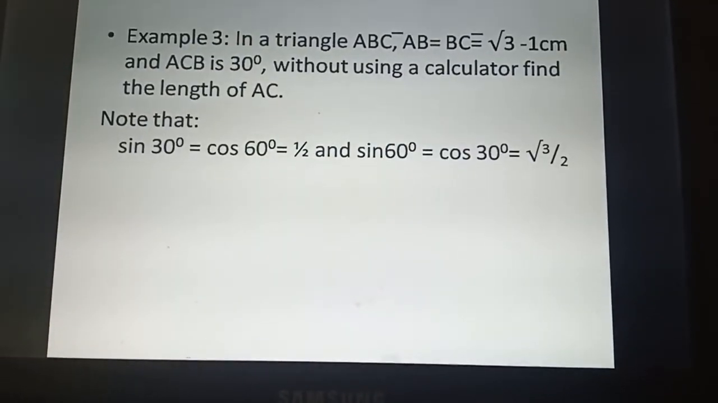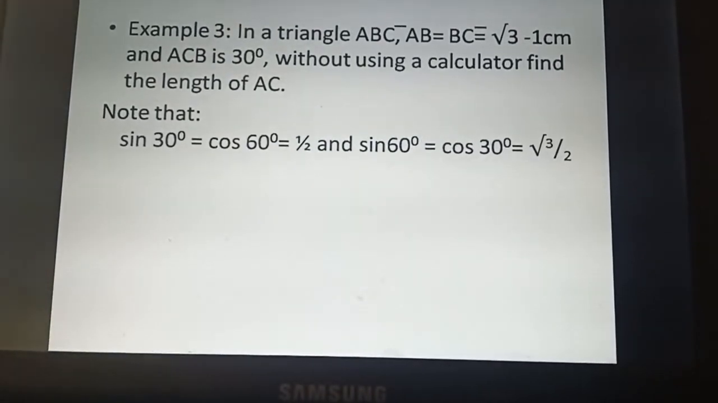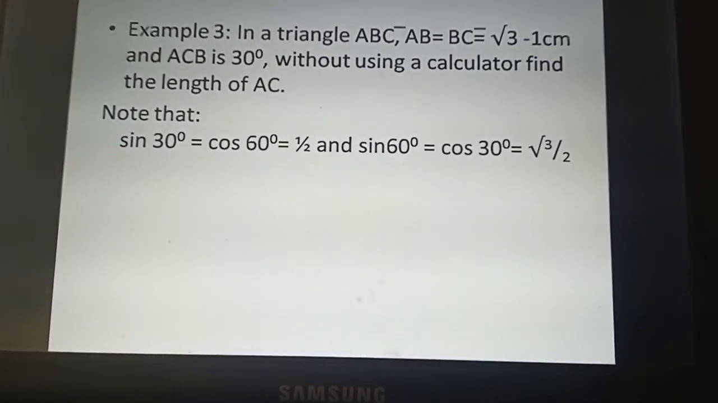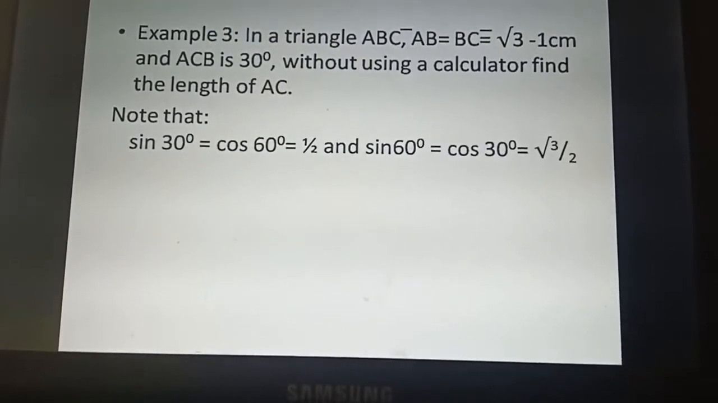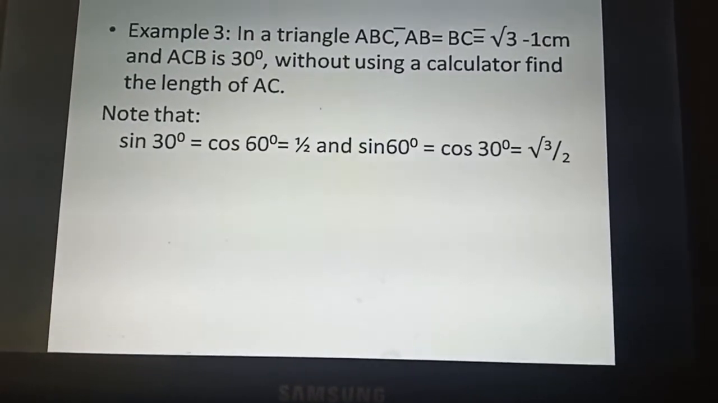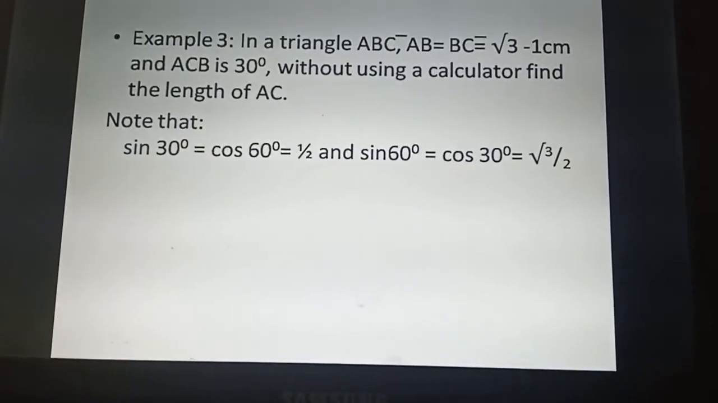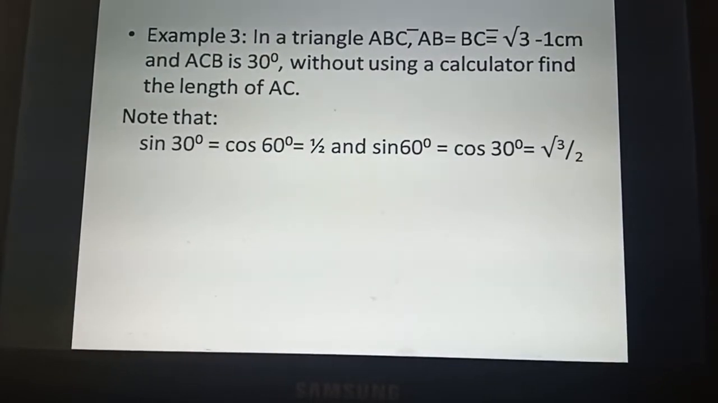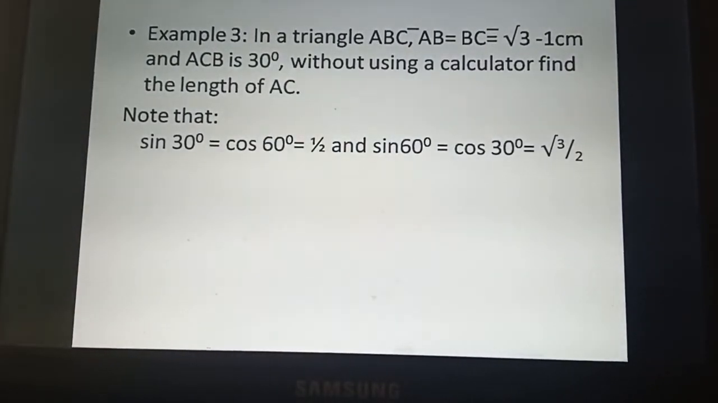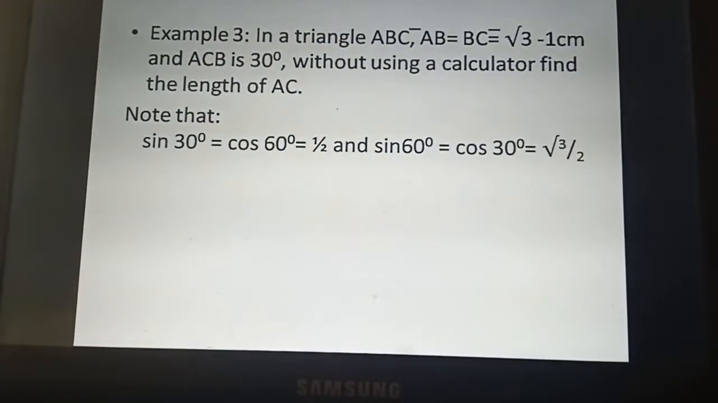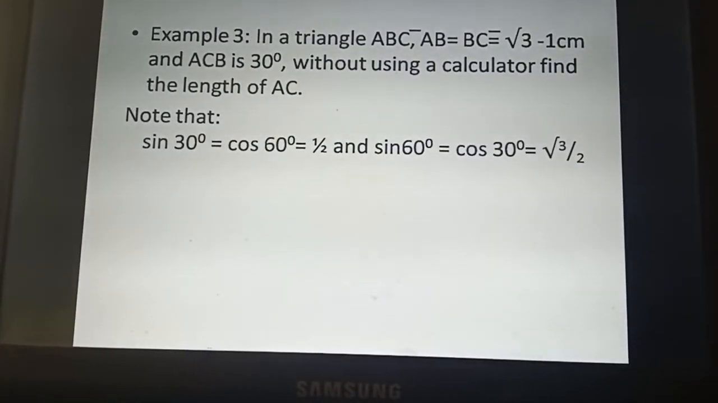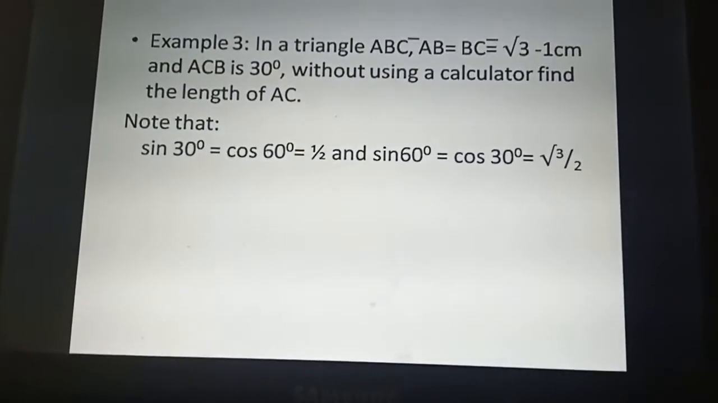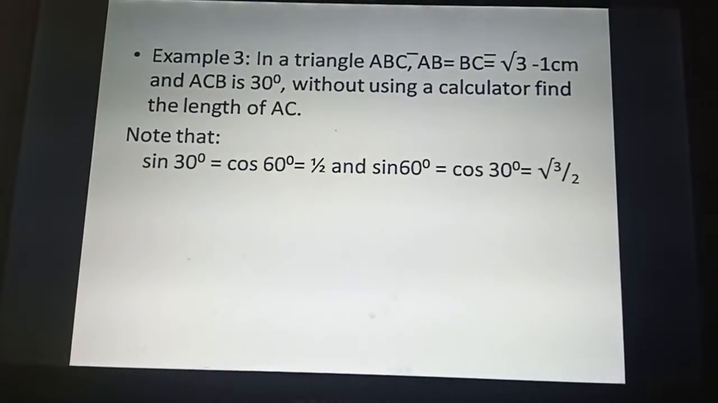Example 3. In a triangle ABC, AB is equal to BC, BC is equal to root of 3 minus 1 centimeter, and angle ACB is equal to 30 degrees. Without using a calculator, find the length of AC. Note that sine 30 degree is equal to cos 60 degree is equal to 1 over 2, and sine 60 degree is equal to cos 30 degree, which is equal to root of 3 all over 2. You see all these ones are trigonometric examples.